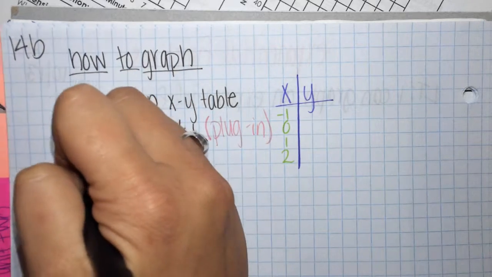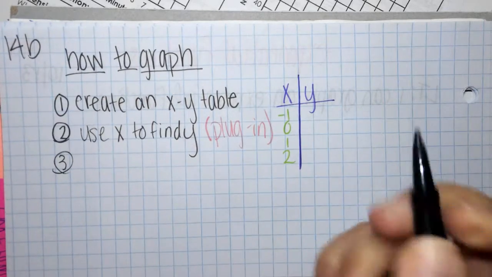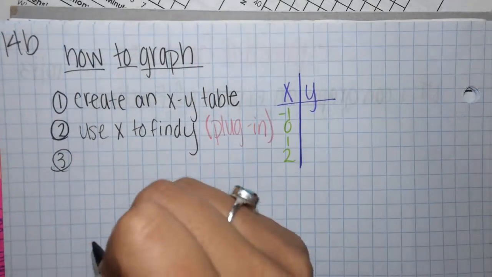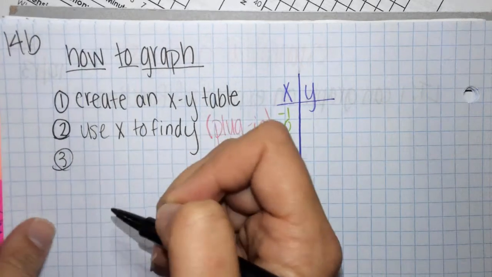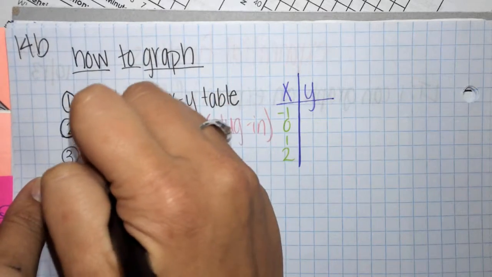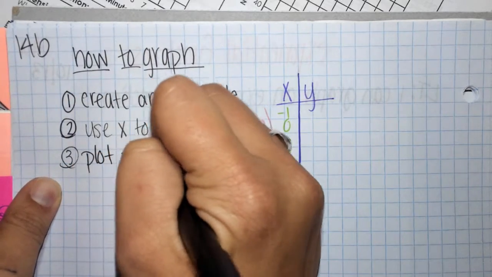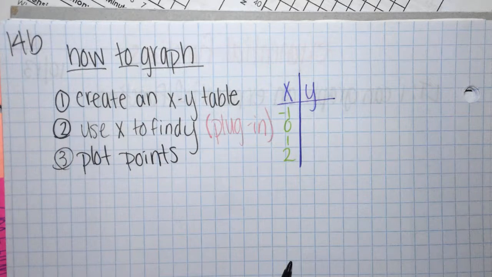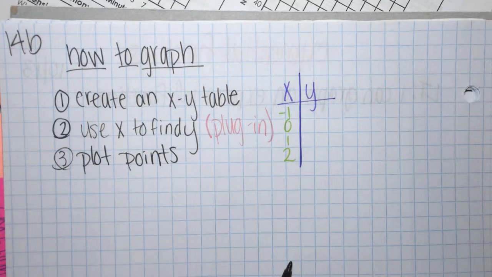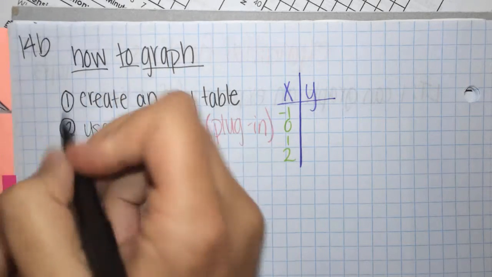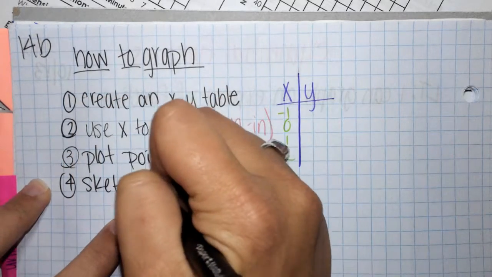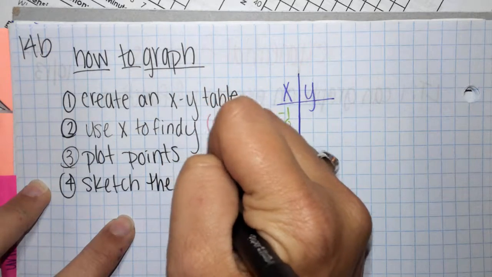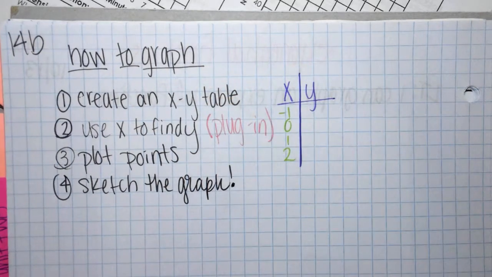Alright, step 3. What would you do after you find your coordinates? You have to do something first before you connect the dots. You plot the points. And what do you think the last thing is that we do? Graph it. Sketch your graph. And then you're done.